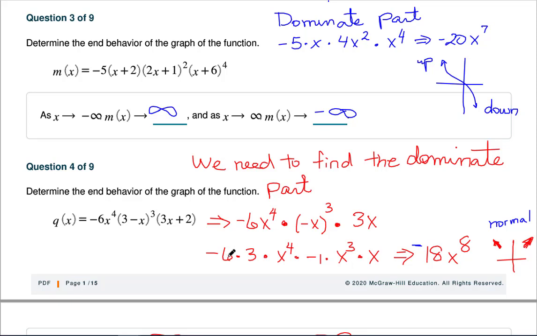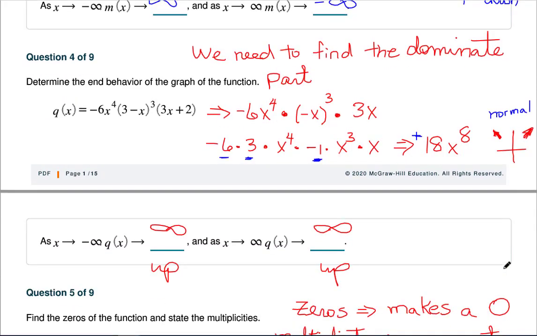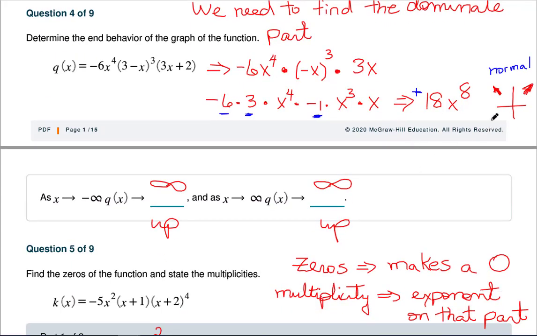Let's see, make sure we didn't miss something here. I got a minus 6 times 3. That is a minus 18, but oh, we lost this minus 1. So it is a plus 18 and both sides are up. So if both sides are up, as I go to the left forever, this is going to infinity. And as I go to the right forever, it's going up, and that's plus infinity.